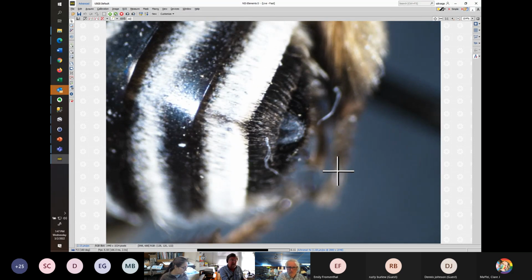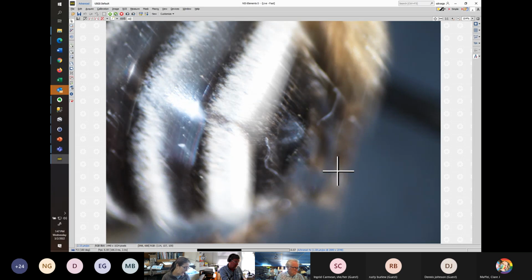I don't know if anybody else has any other good characters for this group. Pileatus has the punctures on the scutum really far apart, so you can weed that one out.